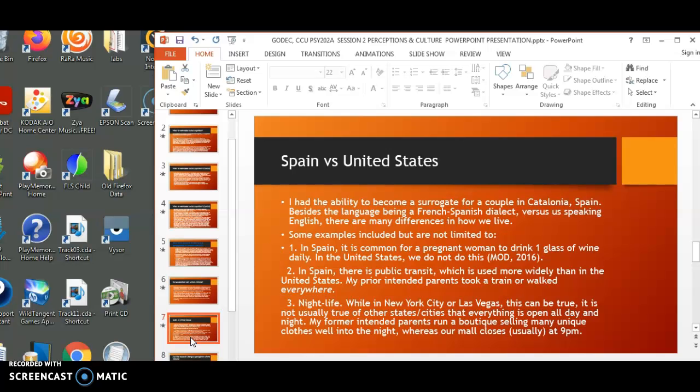Recently, I had the ability to become a surrogate for a couple in Catalonia, Spain. The language in Catalonia is slightly different than in other areas of Spain. There is a French-Spanish dialect or an Italian-Spanish dialect there versus us speaking English. Now, Spanish and Italian are fairly similar from what I understand. I don't speak it, so I can't say that for sure, but that is just what I have been told in various classes. There are many differences in how we live. However, I just kind of touched on a couple.